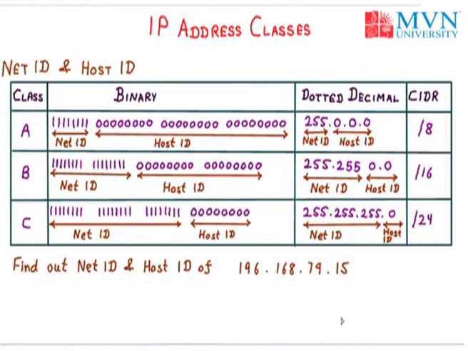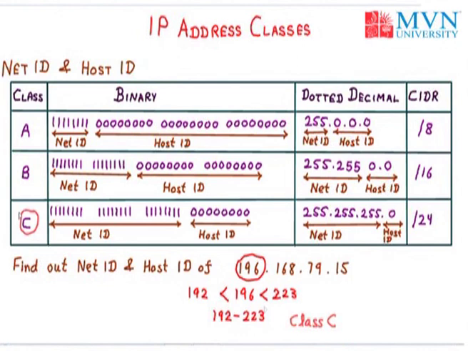First of all, we will find out to which class that IP address belongs. This is my IPv4 address and we will check the first octet. Here the first octet is 196, and this 196 is in the range of 192 to 223, which represents that it is a class C IP address. As in class C, it is clearly mentioned that the first three octets are the net ID and the last one is the host ID. So our first three are the net ID and the last one, 15, is my host ID.